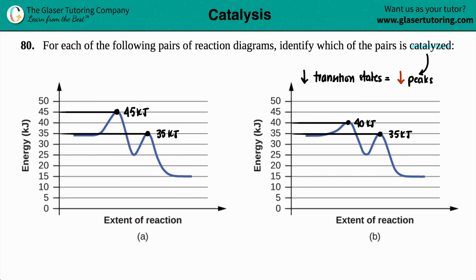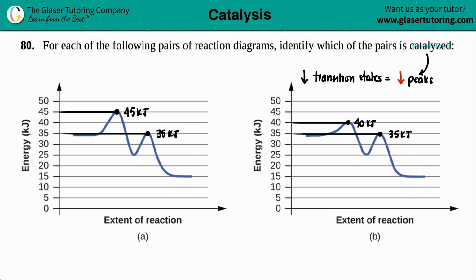So for the first step, we have a transition state of 45 here and then 40. But then for the second step, keep in mind that it goes from left to right. So first step comes first, second step comes second. These are both the same, so that has nothing to do with it. The only difference is the 45 versus the 40.